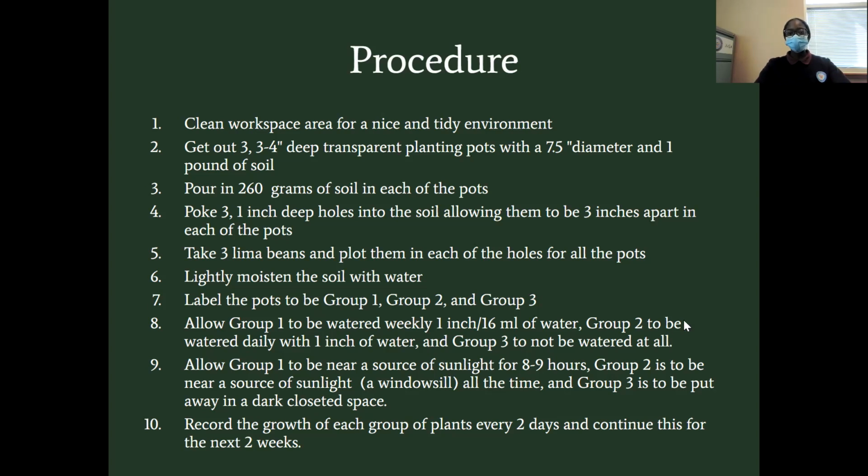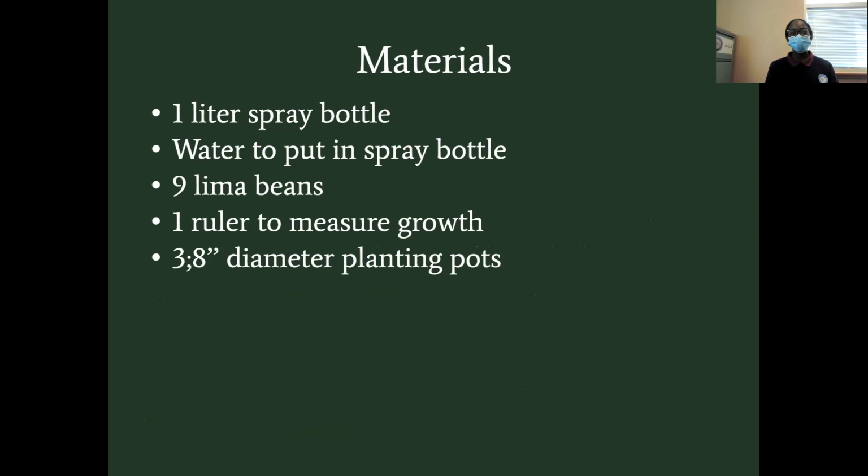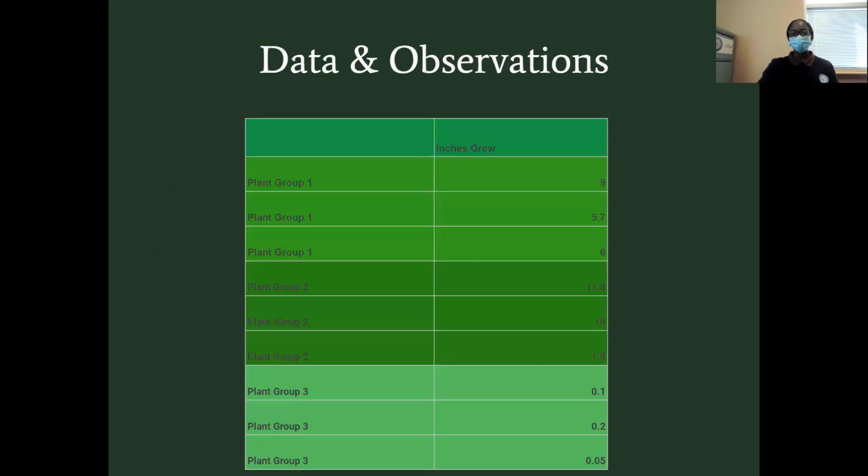Allow Group 1 to be near a source of sunlight for 8 to 9 hours. Group 2 is to be put near a source of sunlight, like a windowsill, at all times. And Group 3 is to be put away in a dark closeted space. Step 10. Record the growth of each group of plants every 2 days and continue this for the next 2 weeks. The materials I used were 1 liter of spray bottle, water to put in the spray bottle, 9 lima beans, 1 ruler to measure growth, and 3 8-inch diameter planting pots.